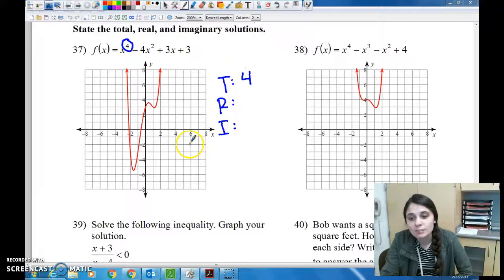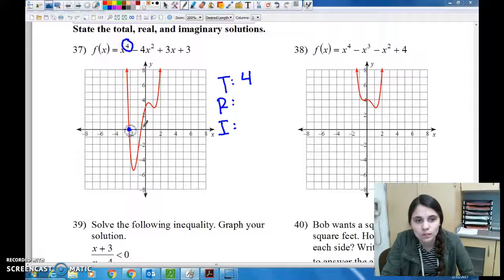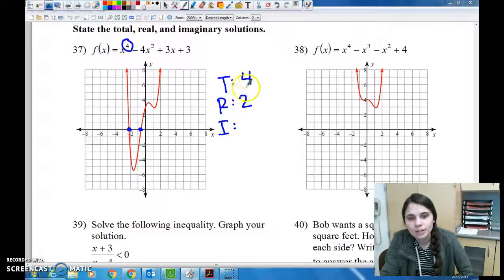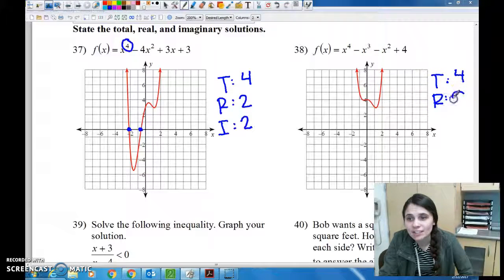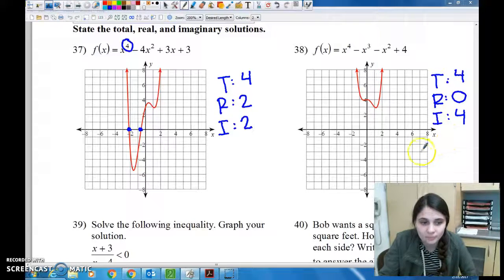And then real comes from however many times it crosses the x-axis. So in this case, we have 1, 2 that are real. If I have 4 total, and 2 of them are real, then the other 2 have to be imaginary. On 38, again, the highest exponent's a 4, so I have a total of 4. But this time, there's not any that cross the x-axis, so 0 are real. And if there has to be 4 total and none of them are real, then all 4 of them have to be imaginary.